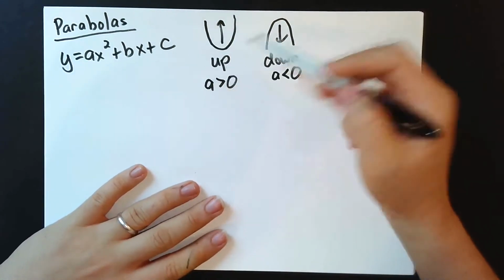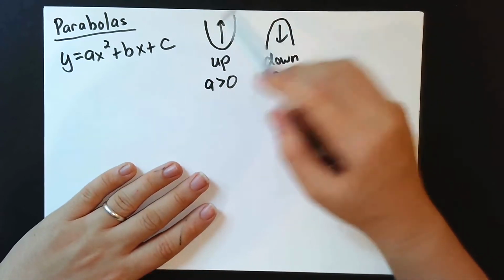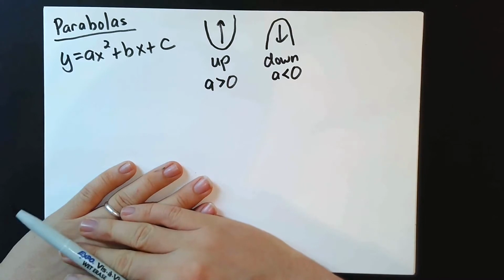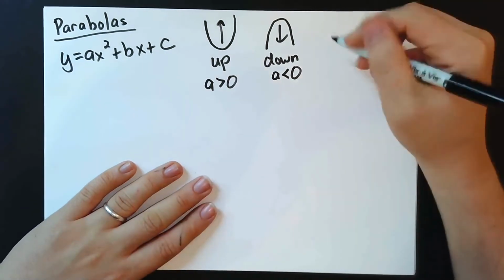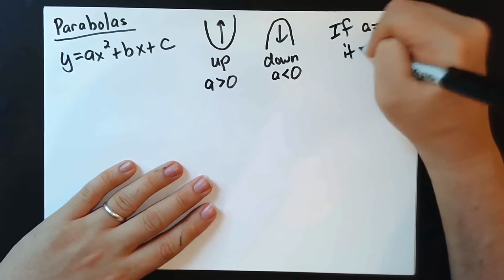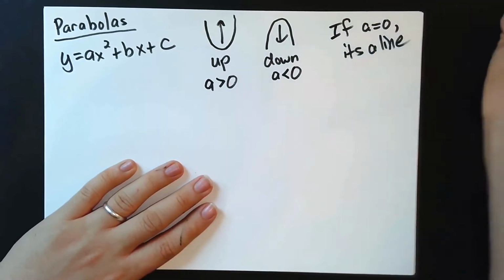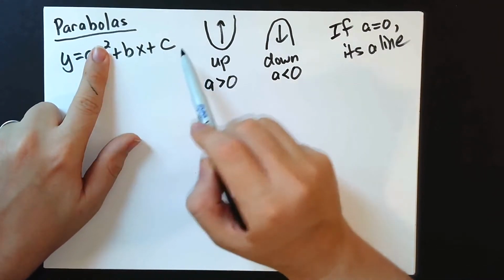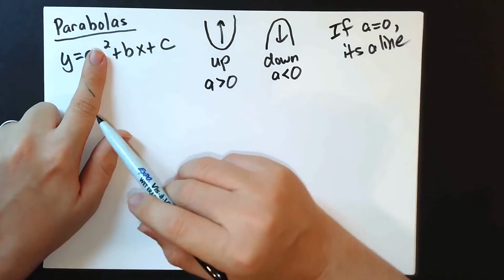Okay. So that is the first piece of information that you can glean from looking at a parabola written like this right away. Note if a is 0, it's not a parabola. It's a line. Okay. That's because if a is 0, you get 0x squared, so you can just drop that, and then you just get y is bx plus c, but that's just the y equals mx plus b with different names.